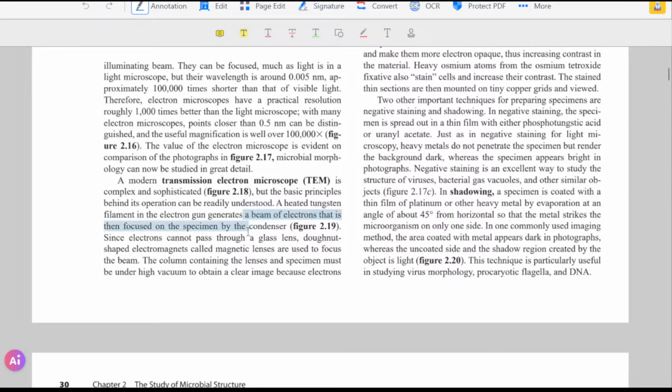A heated tungsten filament in the electron gun generates a beam of electrons that is then focused on the specimen by a condenser. Since electrons cannot pass through a glass lens, donut-shaped electromagnets called magnetic lenses are used to focus the beam. Guys, in the light microscope, they used a condenser of simple objects because light doesn't need much to stop it from passing through something. But electrons are a different story. To change their trajectory is a different thing. It cannot be done easily by just placing an opaque object to stop them.